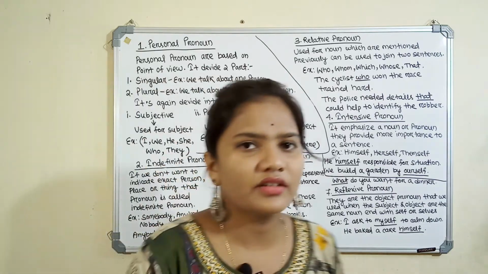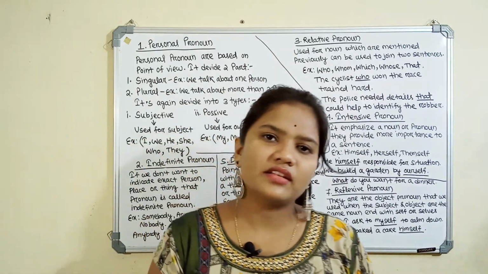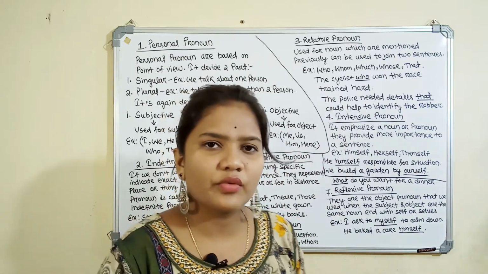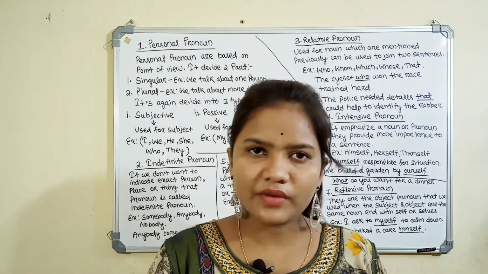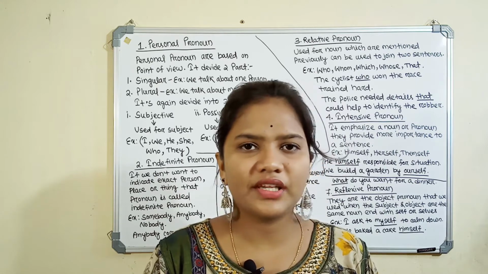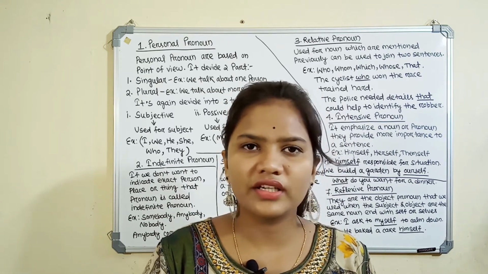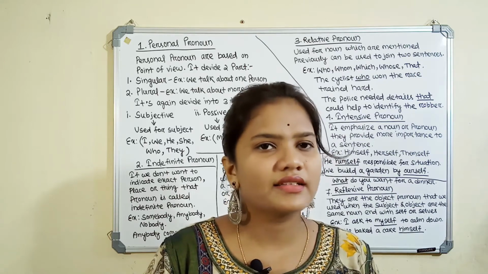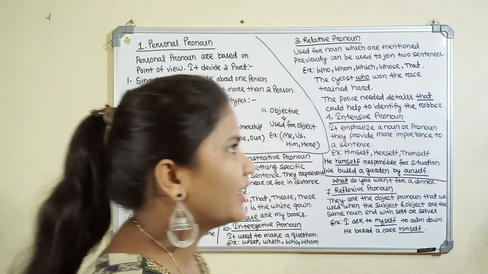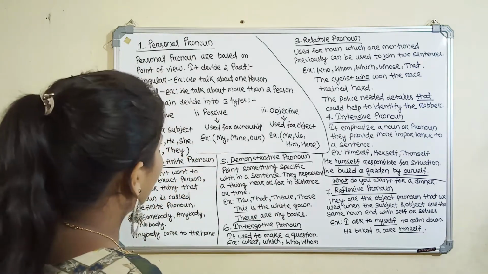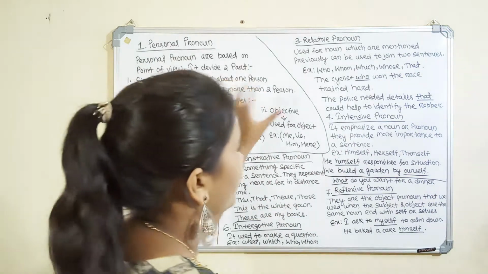Again, a personal pronoun is based on the point of view and is of 2 types. One is singular pronoun, second is plural pronoun. A singular pronoun is used if we talk about one person. If one or more persons are talking, that is called a plural pronoun. Then it is also divided into 3 parts: subjective pronoun, possessive pronoun and objective pronoun.